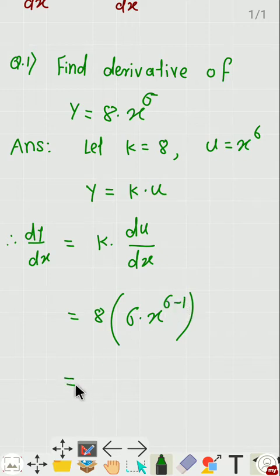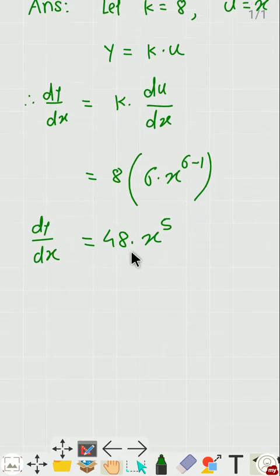So if we simplify this, 8 into 6 is 48 into x raised to the power 5. So this is the derivative of scalar multiplication of a function. Okay, let's go to one more question.